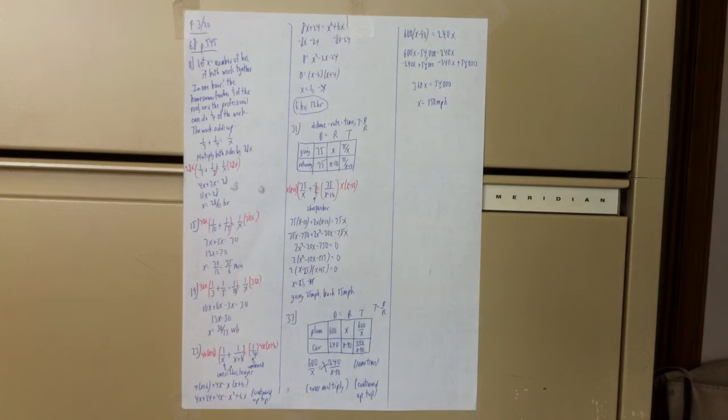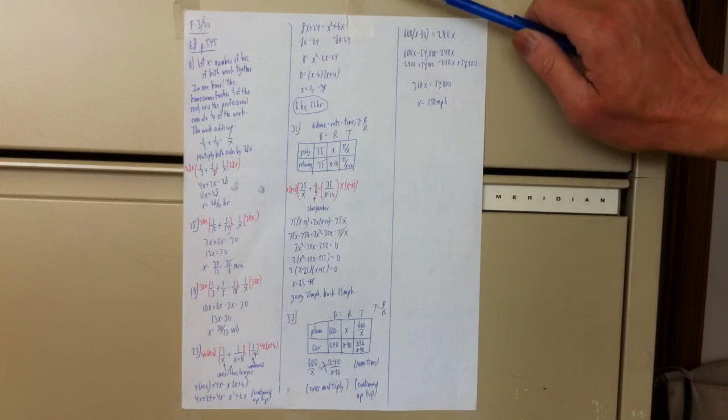Problem number 23, we have 1 over x plus 1 over x plus 6. We were given that one was 6 hours longer than the other, so 1 over x plus 1 over x plus 6 equals 1 over 4, because we were told 4 hours total. This time the common denominator is 4x times x plus 6, so we multiply by 4x times x plus 6 on both sides, giving us 4 times x plus 6 plus 4x equals x times x plus 6. Clean all this up.